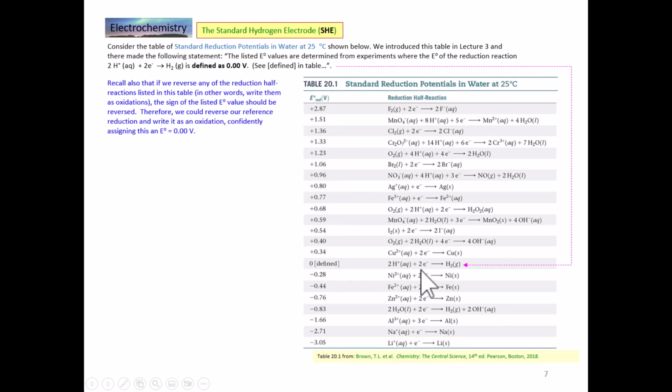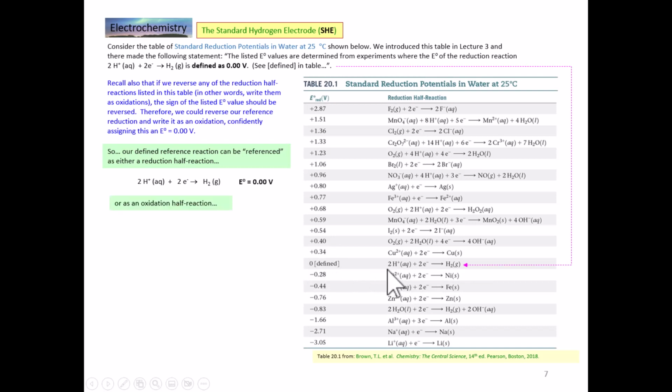If we look at the reference reaction, that means we can write it as a reduction, as it is in the table here, and it's assigned a value of 0 volts. But even if we reverse the reaction and write it as an oxidation, it still would be 0 volts, because the last time I checked, when you change the sign of 0, it's still 0.